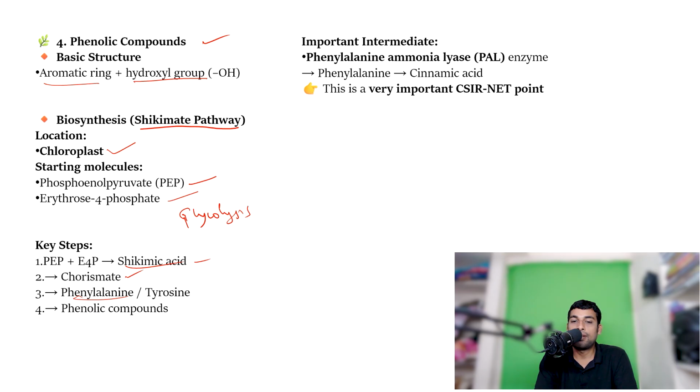The enzyme phenylalanine ammonia lyase, that is PAL, converts the phenylalanine into cinnamic acid, which is the starting point for many phenolic compounds. Remember one thing, chorismate is the central intermediate molecule for phenolic biosynthesis. So it is a central molecule. Remember this point, okay?